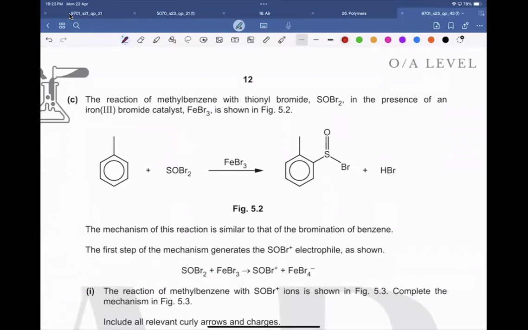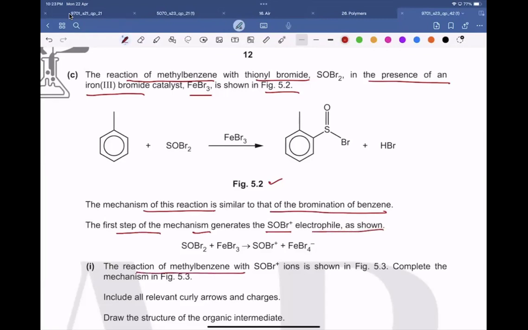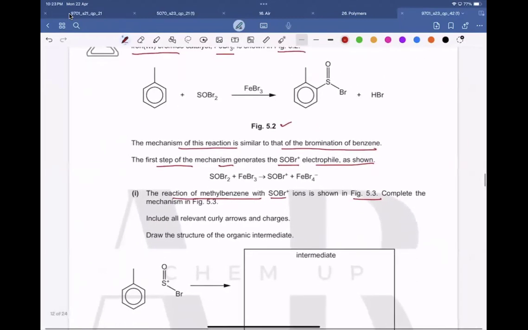The reaction of methyl benzene with thionyl bromide in the presence of an iron(III) bromide catalyst is shown in figure 5.2. The mechanism of this reaction is similar to that of bromination of benzene. The first step of the mechanism generates the SOBr positive electrophile as shown. The reaction of methyl benzene with the SOBr positive ion is shown in figure 5.3. Complete the mechanism in figure 5.3. Include all relevant curly arrows and charges. Draw the structure of the organic intermediate.